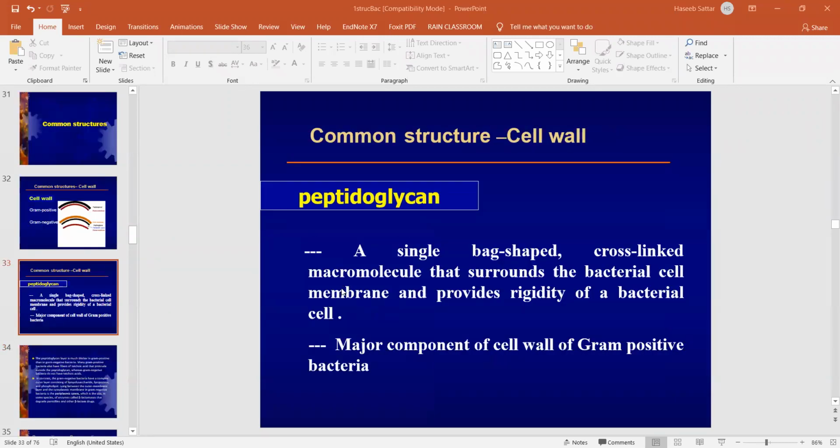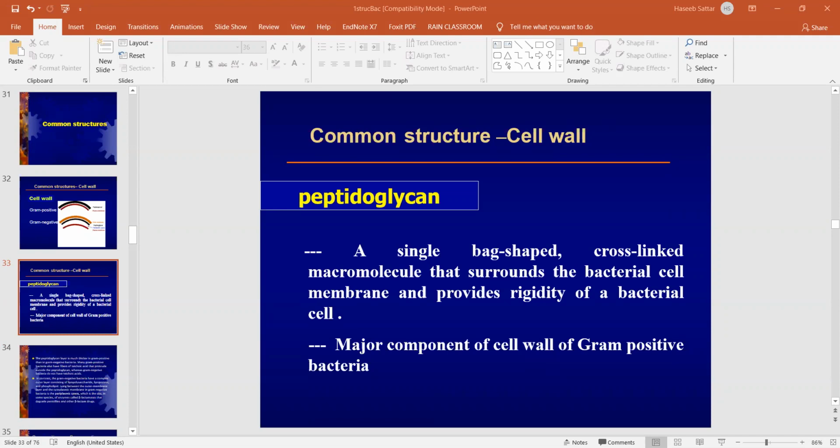So let's start the explanation of the cell wall. Peptidoglycan is a single bag-shaped, cross-linked macromolecule which is present outside the cell membrane. As I told you, in gram-positive bacteria the outermost layer, the cell wall, is thick as compared to gram-negative bacteria.